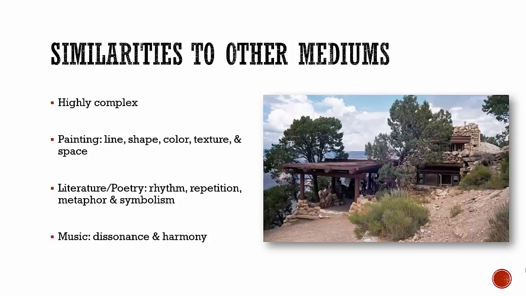Architecture is like film in that it is a highly complex medium that employs some of the same formal elements as other mediums, but then also includes concerns or considerations that are specific to architecture alone. For instance, safety. Architecture shares with painting the formal elements of line, shape, color, texture, and space. It also shares formal elements with literature and poetry, like rhythm, repetition, metaphor, and symbolism. And it even shares some formal elements with music, like dissonance and harmony.